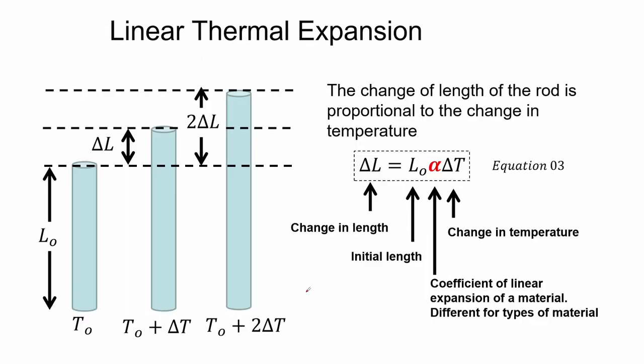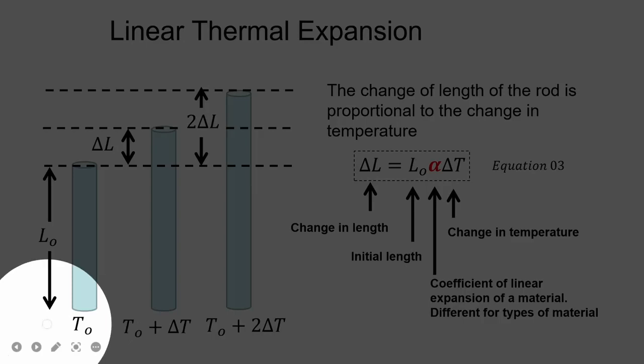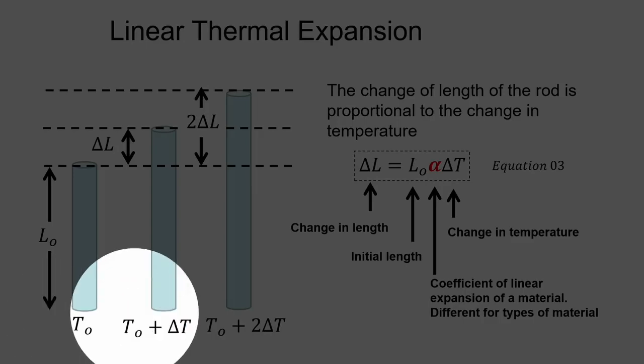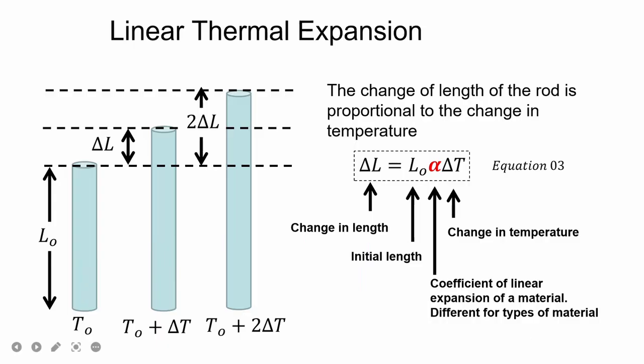Here we examine linear expansion of materials. As shown in the figure, when a rod is heated by a temperature change delta T, it expands by a length of about delta L. When the temperature change is further increased to twice delta T, its change of length also increases to twice delta L. We see that the expansion is proportional to the change in temperature.